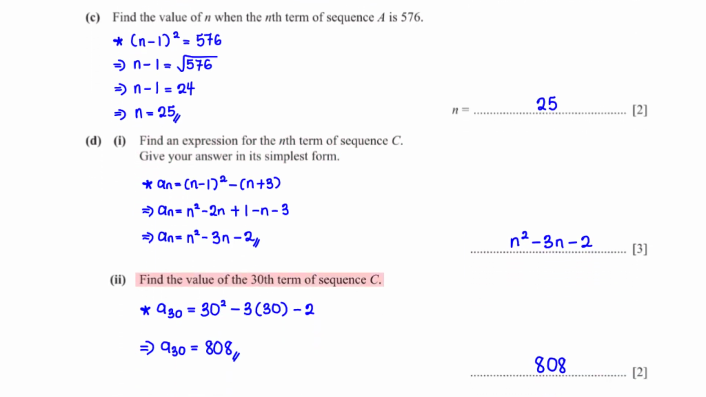Find the value of the 30th term of sequence C. To get this, we plug in n equals 30 into the nth term formula we got for sequence C. So we have 30 squared minus 3 times 30 minus 2, which is equal to 808.